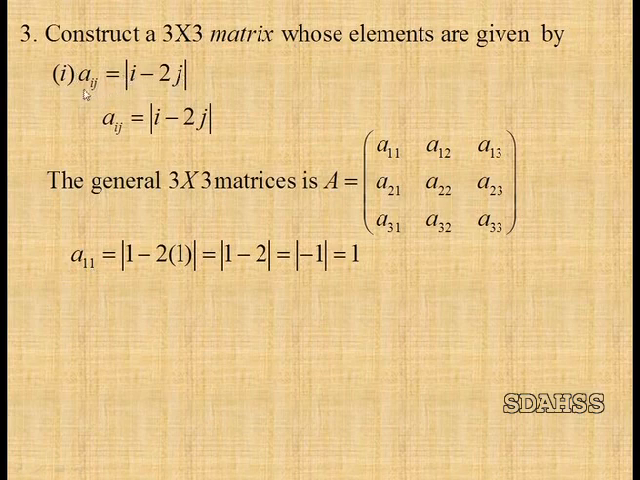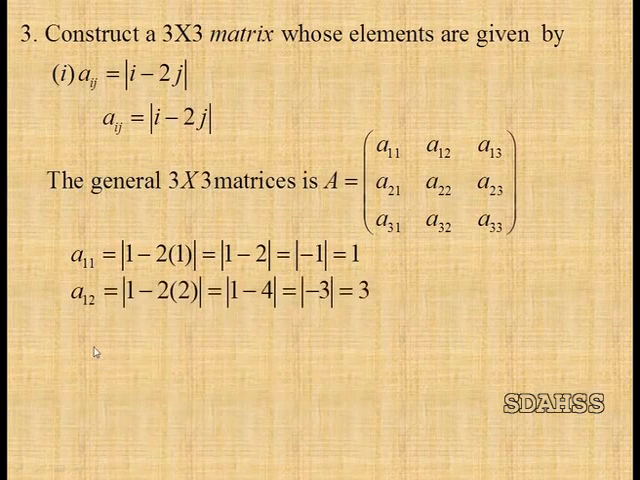Aij, substitute i is equal to 1, j is equal to 1 in the question. Then you have A11 is equal to modulus of 1 minus 2 into 1, which is modulus of minus 1. Modulus of minus 1 becomes positive 1. Then find A12. Substitute i is equal to 1, j is equal to 2, which is modulus of 1 minus 2 into 2, 1 minus 4 is minus 3. Modulus of minus 3 becomes plus 3.